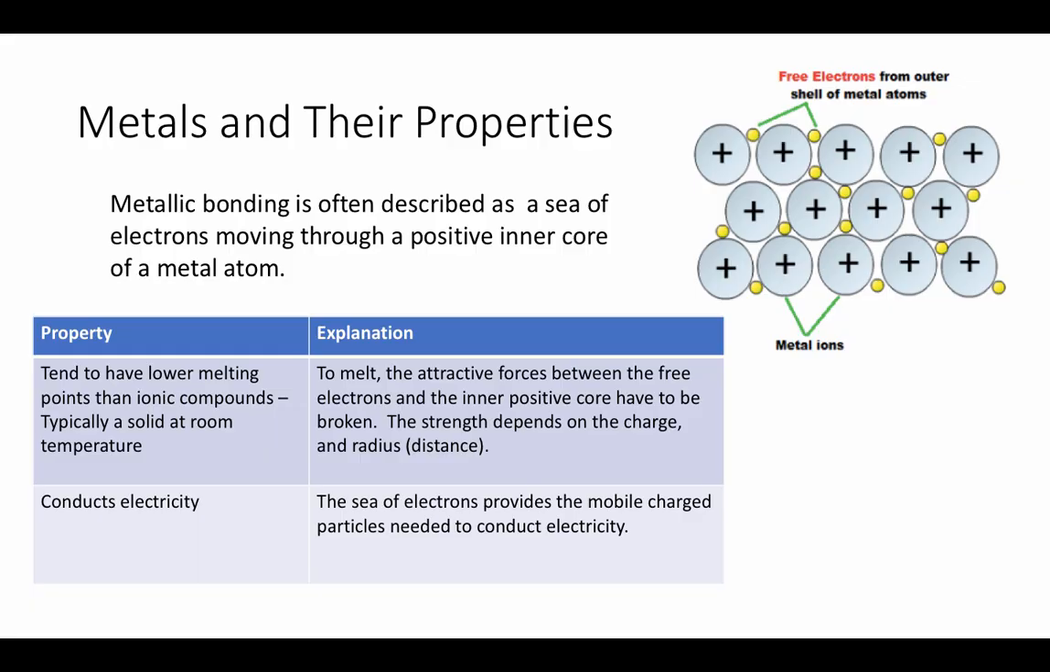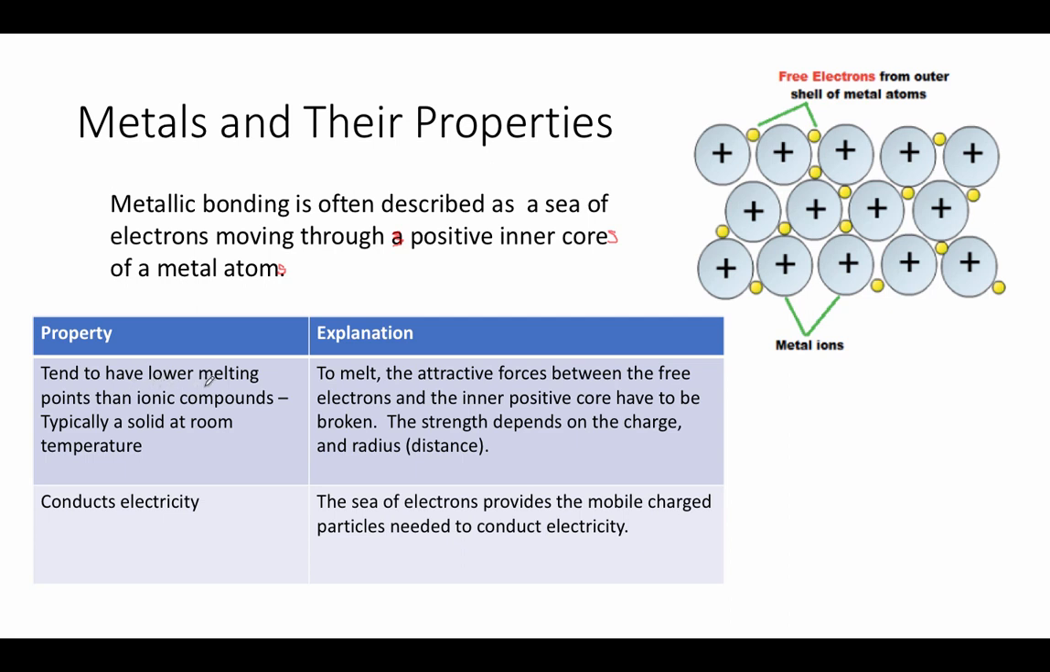All right, so I wanted to throw in metals. It's not really part of this unit, but I think it's important for you to understand metals at least a little bit because they are an important part of our world. All right, so metallic bonding is often described as a sea of electrons moving through positive inner cores of metal atoms. Okay, so these are the inner core, these electrons move.